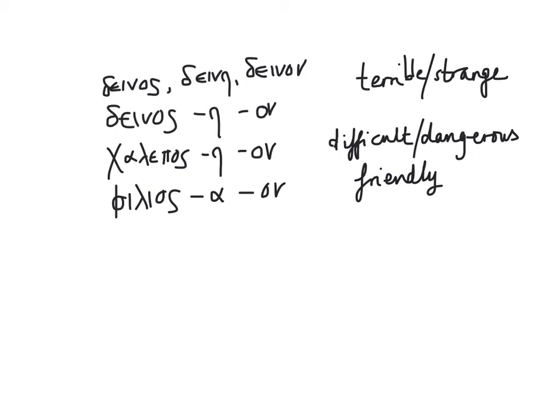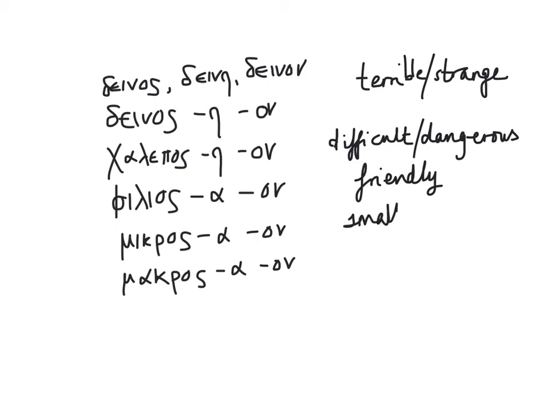Now a pair of adjectives which should be familiar to you from English words, mikros, on, and macros, on. These form the root of many English words beginning micro or macro. Mikros is small and macros is big, specifically long. Well done if you had guessed those.